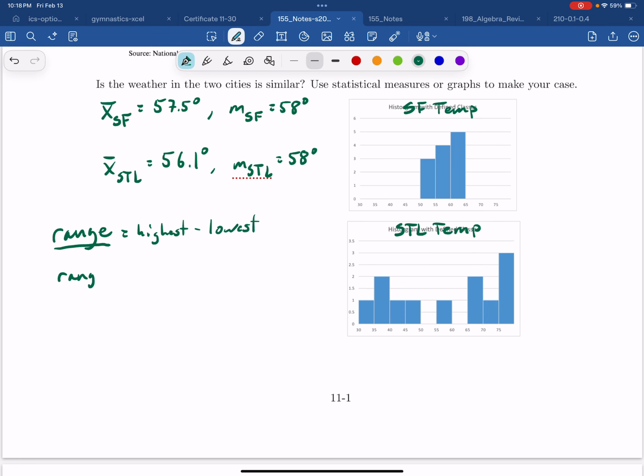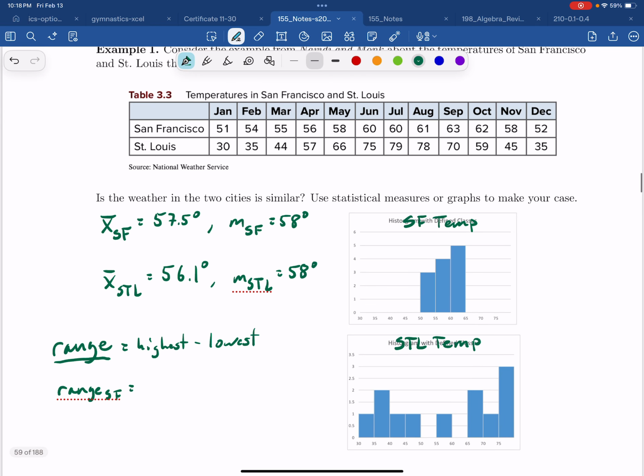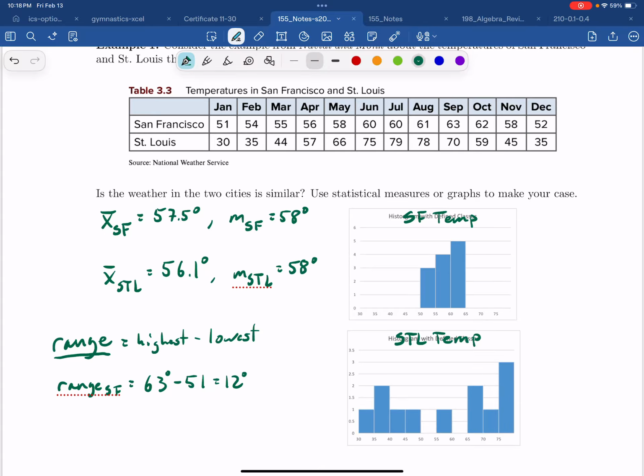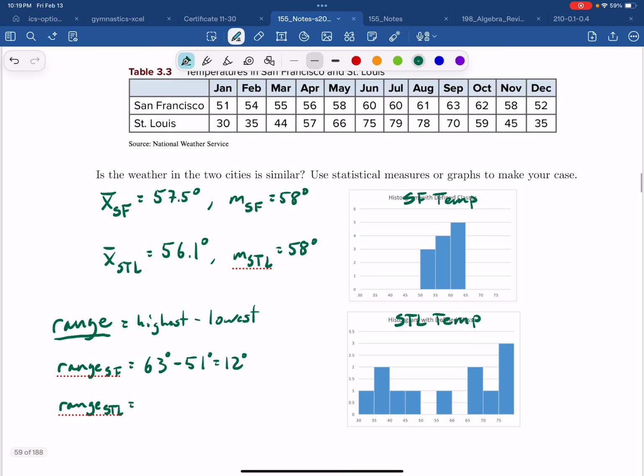The range for San Francisco is going to equal, what is it? You can just kind of look at this. The highest is 63. The lowest appears to be 51. So 12 degrees. Whereas the range for St. Louis equals, I guess, 79 minus 30.